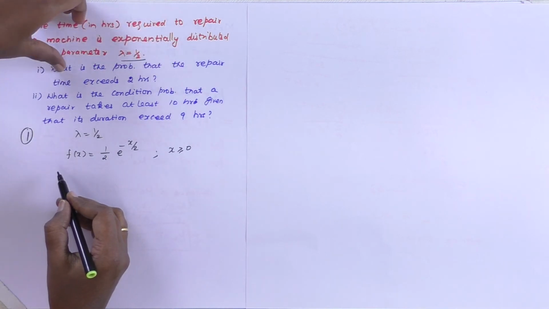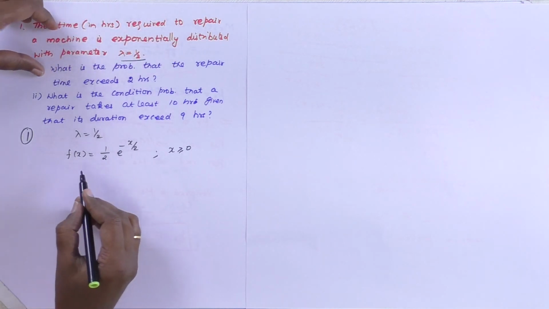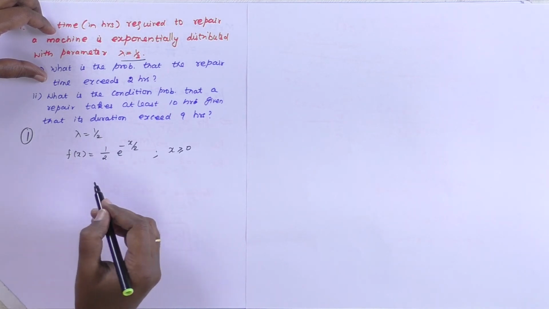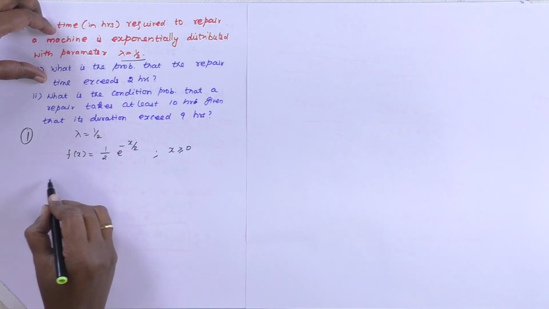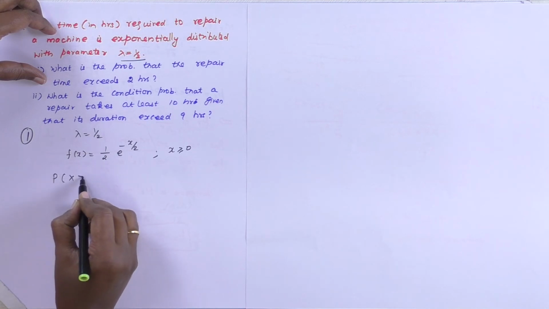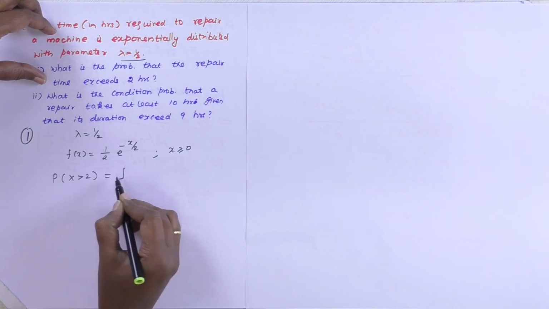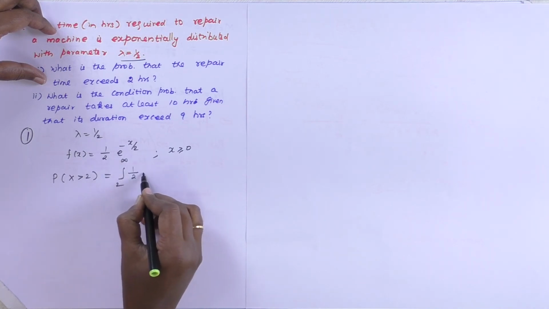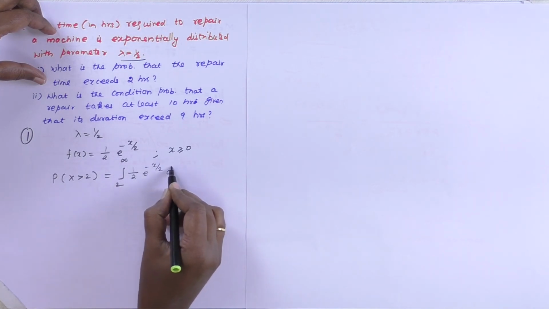The probability that the repair time exceeds 2 hours. Exceeds 2 hours means more than 2 hours. The time exceeds more than 2, for P of x greater than 2. The limit varies from 2 to infinity, f of x dx, that is 1 by 2 into e power minus x by 2 into dx.